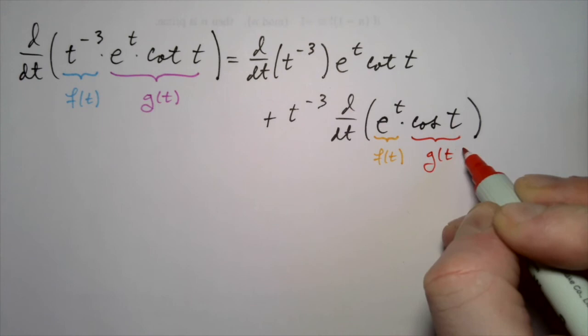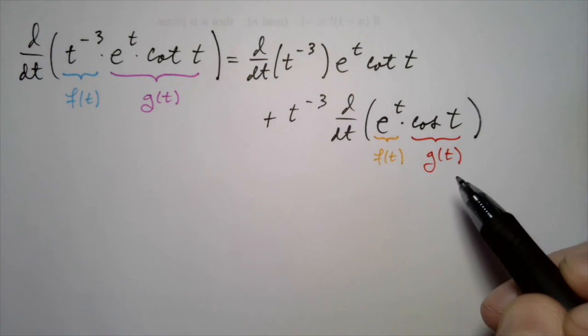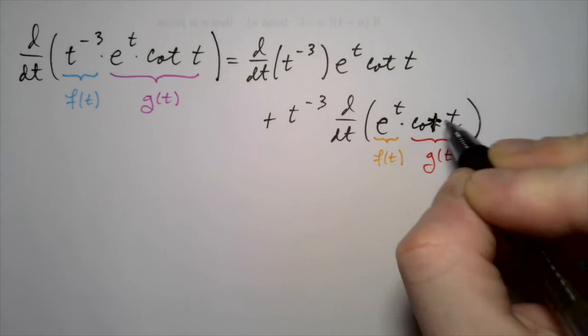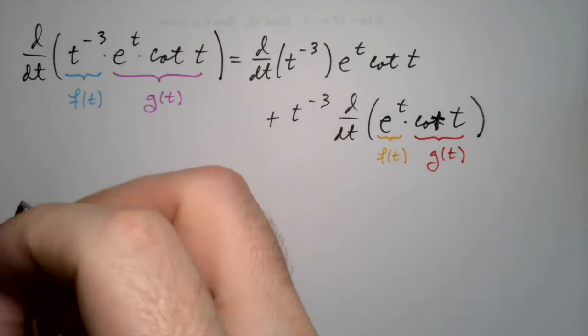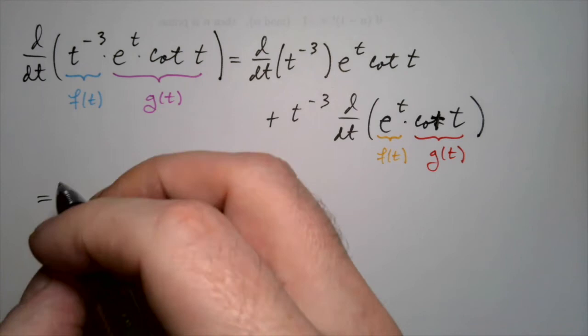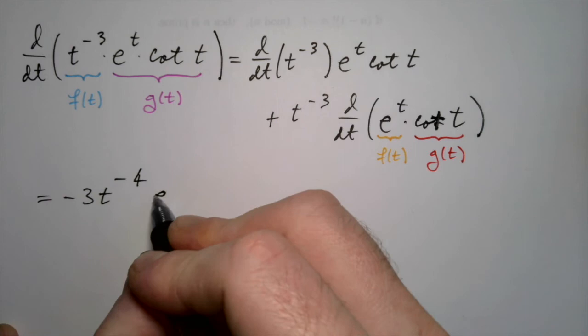Now it looks like I made a typo. My t sort of became an s. Never be so sloppy in your own work. That's supposed to be cotangent of t. Okay, here we go. From the beginning, from the equal sign, the derivative of t to the minus 3 by the power rule is minus 3 t to the minus 4. That's being multiplied by e to the t cotangent of t. Very good.